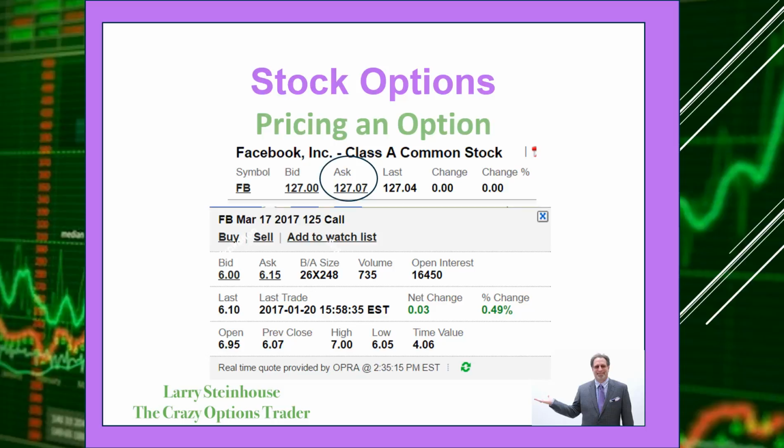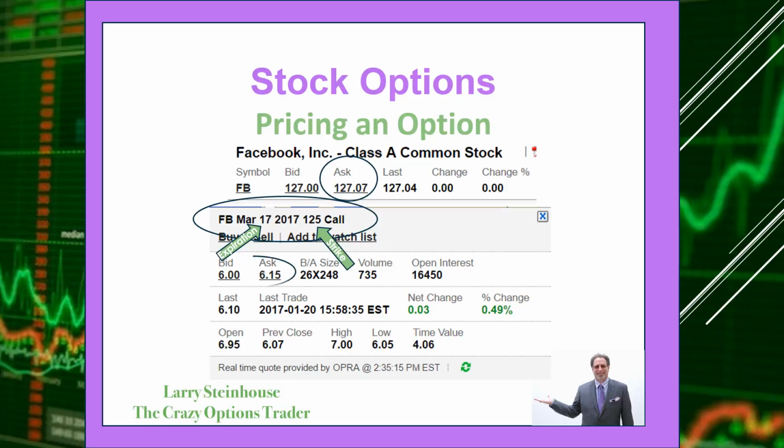Okay, first of all, remember that we had an ask price for the stock of $127.07. So if somebody wanted to buy the stock, they would have to pay $127.07 for the stock. All right? Now over here, we have the expiration date and the strike price. So we have the expiration date of this option being March 17, 2017, and it's a 125 call. So it's a 125 strike price, and of course, call means we want the stock to go up.